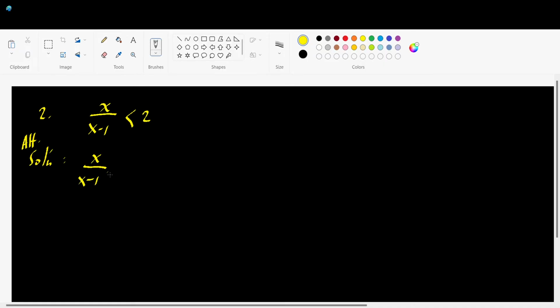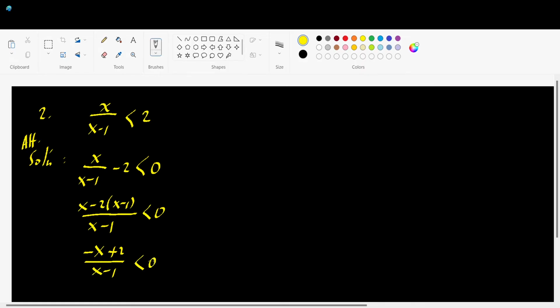X over x minus 1 minus 2 is less than 0. And then we combine the two fractions here. Actually, 2 is also a fraction, 2 over 1. So we combine the two. We have the least common denominator x minus 1: x minus 2 times x minus 1 over x minus 1, less than 0. Now, combining x over x minus 1 and negative 2, the numerator becomes x minus 2x plus 2, or simply negative x plus 2, over x minus 1, less than 0.